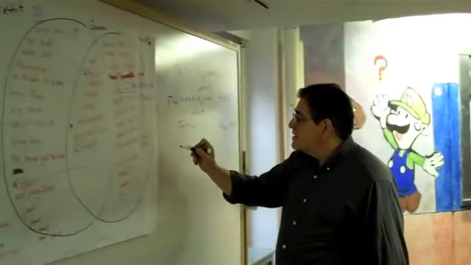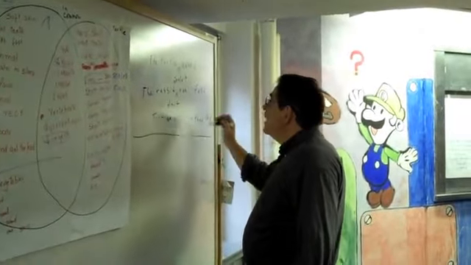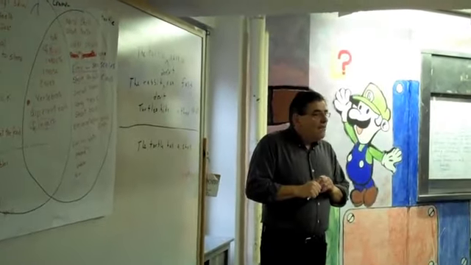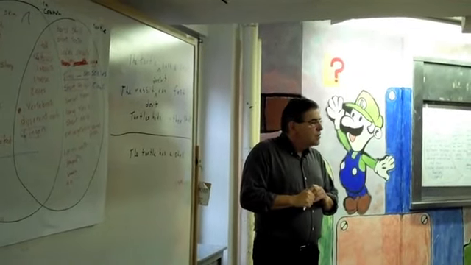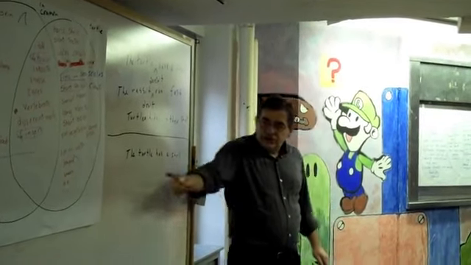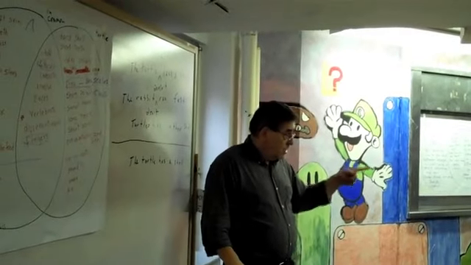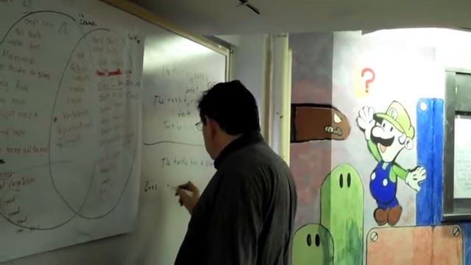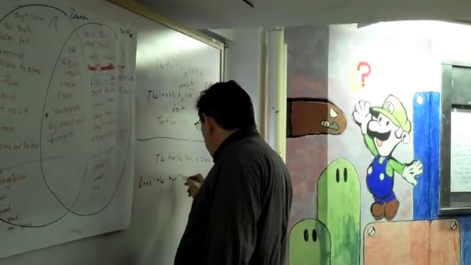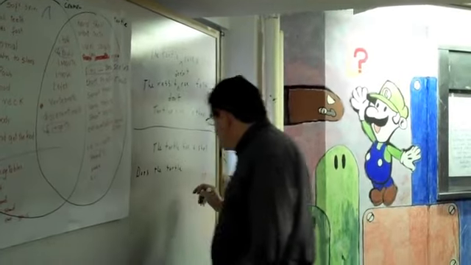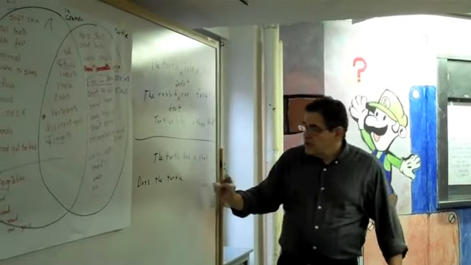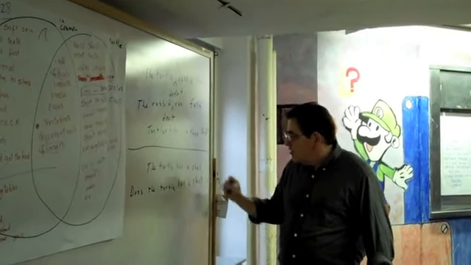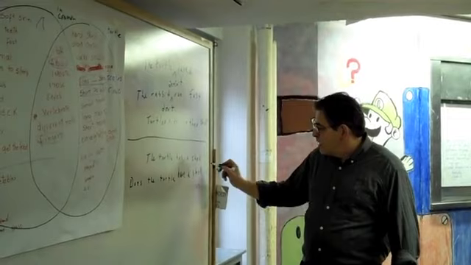Now, let's make this a yes-no question. A yes-no question. If I want to make this into a yes-no question, what goes first? Does? Good. Does the turtle has? Have. So, does the turtle have a shell? Okay, good. Question mark.